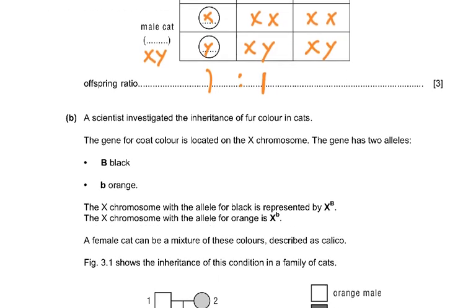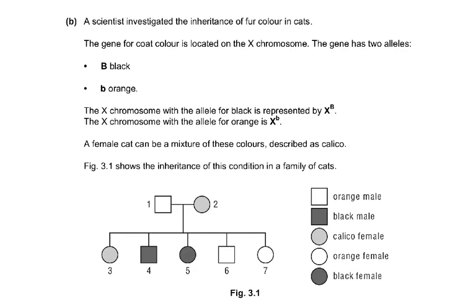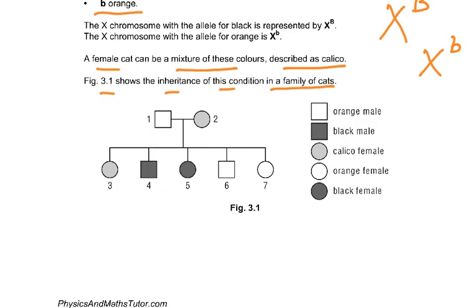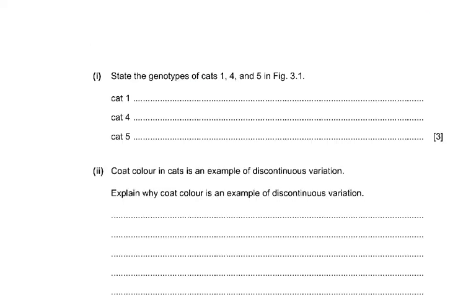A scientist investigated the inheritance of fur color in cats. The gene for coat color is located on the X chromosome. The gene has two alleles, B for black and small b for orange. The X chromosome with the allele for black is represented by X raised to the power B, and the X chromosome with the allele for orange is X raised to the power small b. A female cat can be a mixture of these colors, described as calico. Figure 3.1 shows the inheritance of this condition in a family of cats. So orange male, black male, and all this story. And then let's look at the question on it.